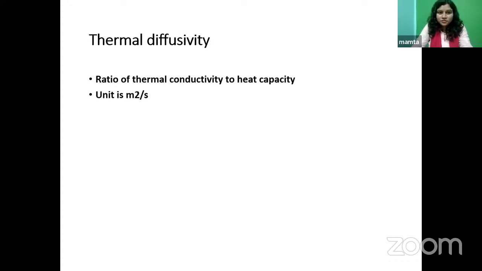Next, the thermal diffusivity. That point is left. Thermal diffusivity is the ratio of the thermal conductivity to the heat capacity, and its unit is meter square per second. So basically, it tells the rate at which temperature diffuses. If the thermal conductivity is high, it easily gets heated and easily transfers heat to the neighbor particle. So if the thermal conductivity is high, then the thermal diffusivity will also be high.